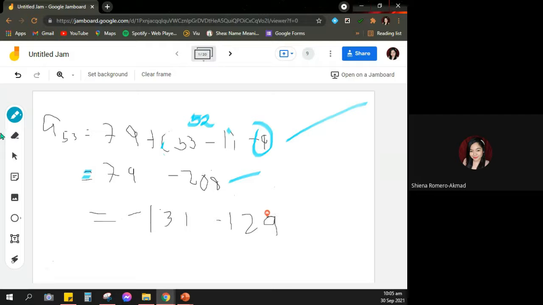So the answer here is negative 129. Okay, so correcto. Pero ito, hindi. Malinaw? So that is how you look for a specified term. Kapag pinapakuha sa inyo yung specified term, all you need to do is to substitute the n and the difference, tapos perform yung indicated operation.